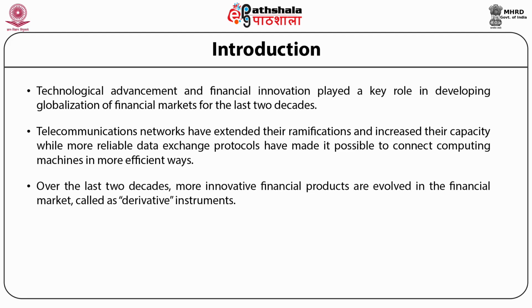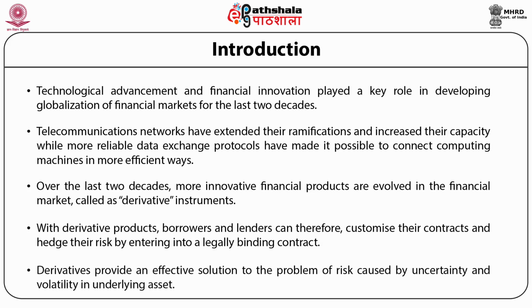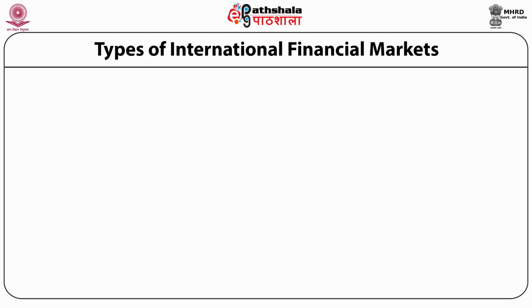Moreover, over the last 2 decades, more innovative financial products have evolved in the financial market, called derivative instruments. These products make it possible for borrowers and lenders to customize their risk exposures as well as adjust them over time. With derivative products, borrowers and lenders can therefore customize their contracts and hedge their risk by entering into a legally binding contract. Derivatives provide an effective solution to the problem of risk caused by uncertainty and volatility in underlying asset. Types of international financial markets.